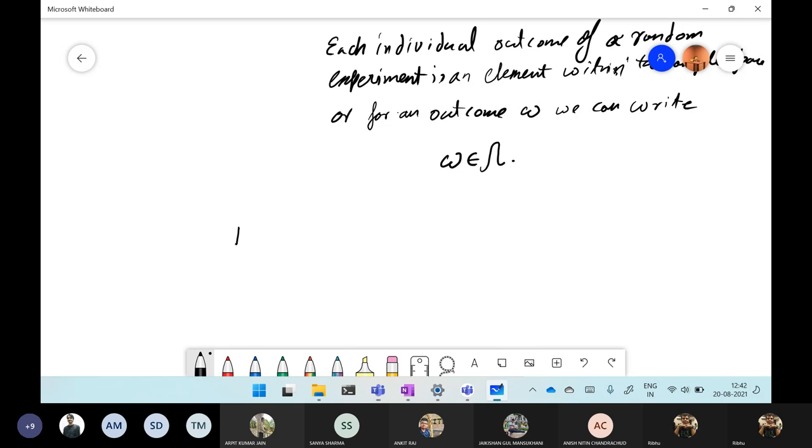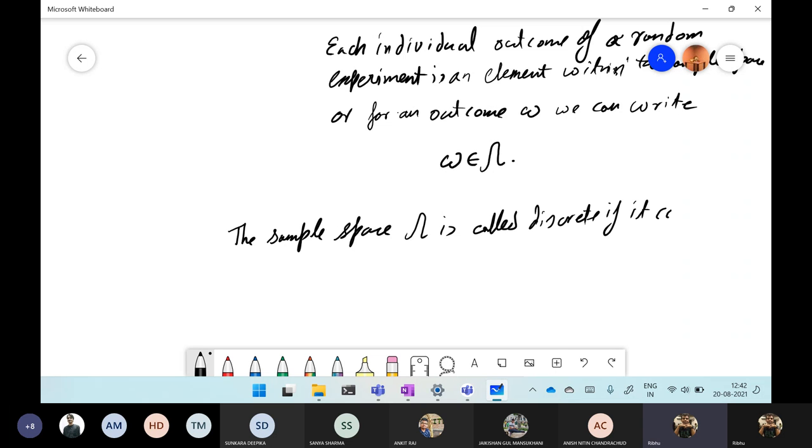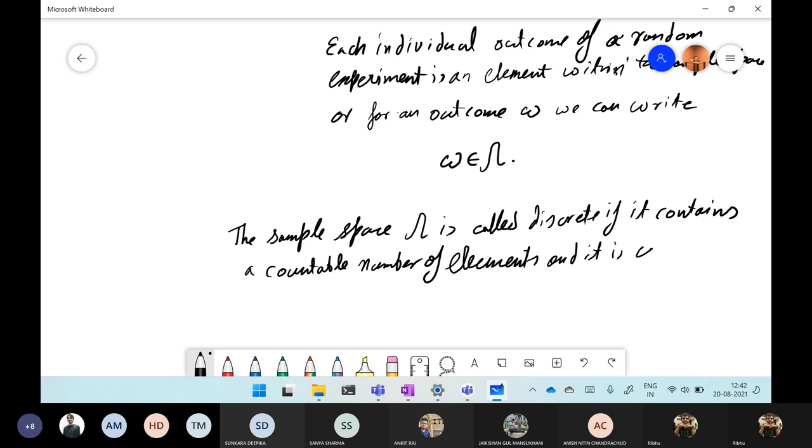So a sample space omega is called discrete if it contains countable outcomes, and called uncountable or continuous otherwise.